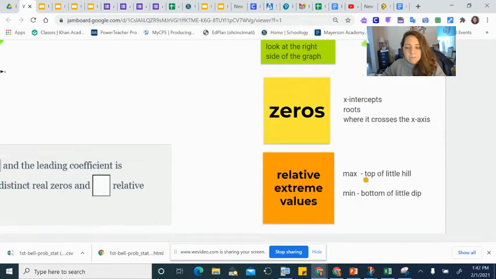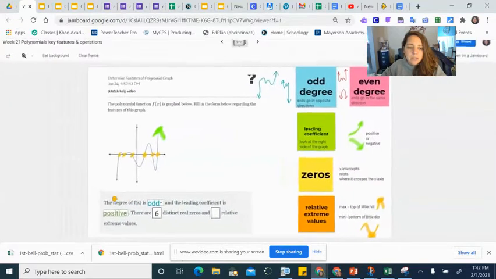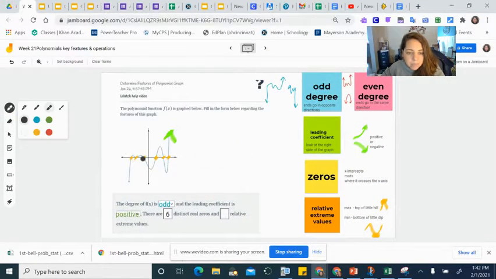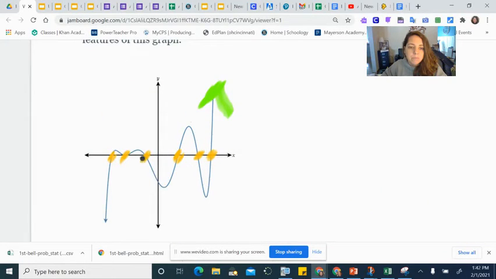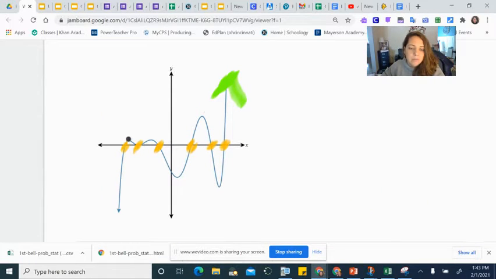Relative maximum means what would be the top of a little hill, like this. That would be that guy right there, right? And the relative minimum would be this guy down here, the bottom of a little dip. So if I look at here and they're asking how many times does this thing have a top of a hill or the bottom of a valley or a little dip? Well, there's the top, there's a top, there's a bottom, there's a bottom, there's a top, and a bottom.